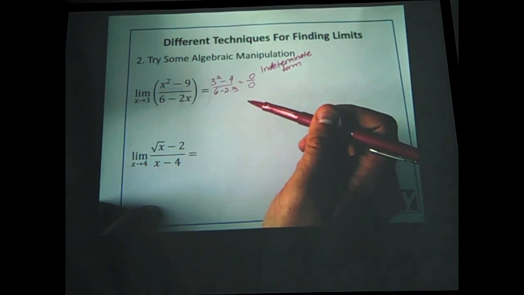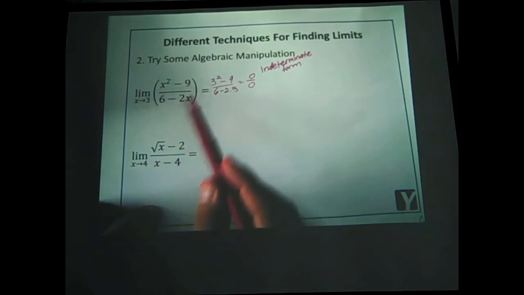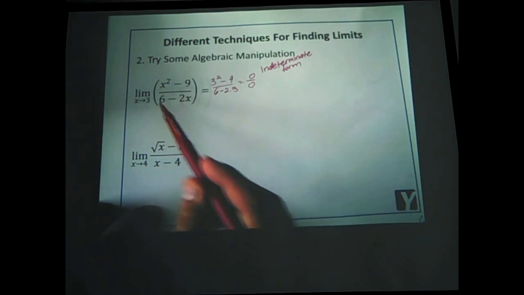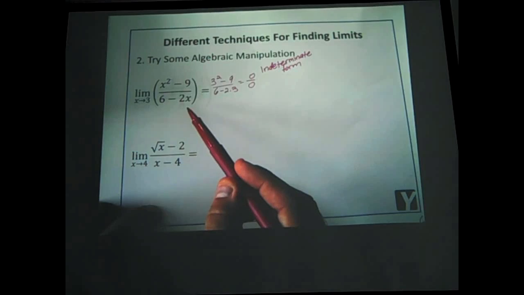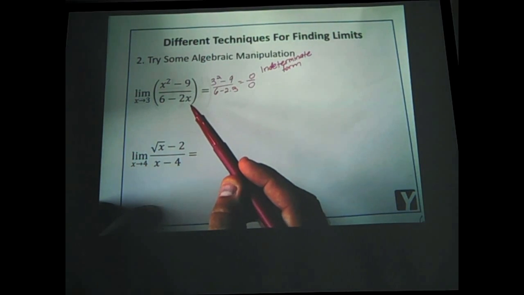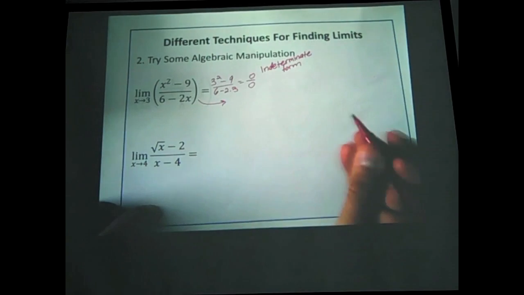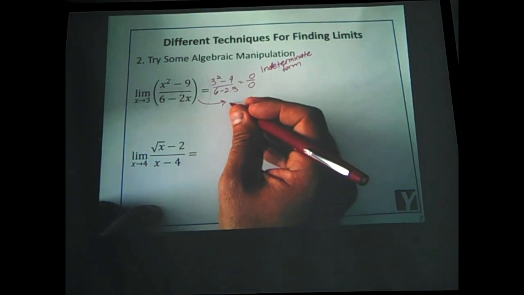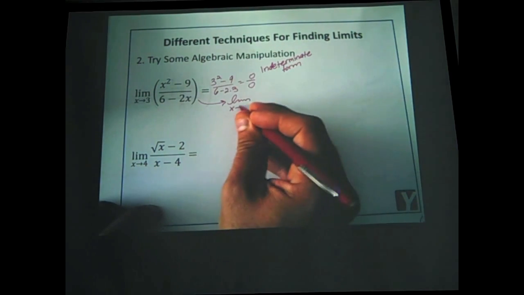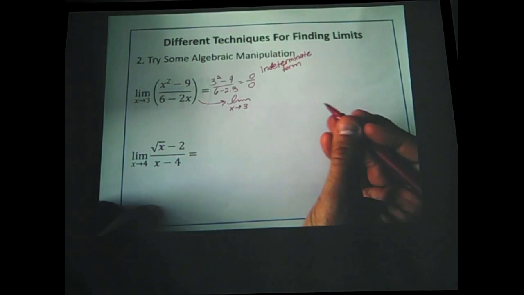What the indeterminate form 0 over 0 tells me to do is we need to try some algebraic manipulation. So we're going to go back over to our original expression, (x squared minus 9) divided by (6 minus 2x), and we're going to look for algebraic trickery that we can do. And so here's what I'm going to do. I'm going to be careful to write the limit. It's limit as x approaches 3 still.